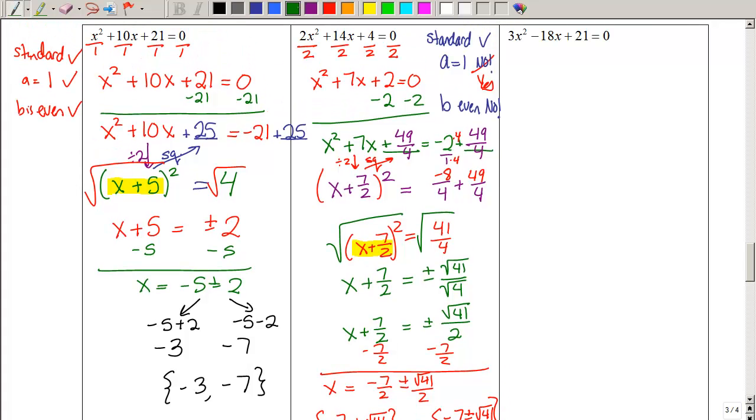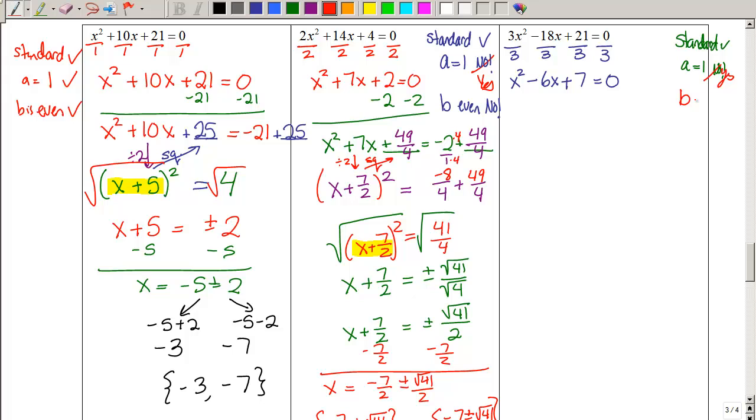On our last problem, 3x squared minus 18x plus 21 equals 0. Am I in standard form? Does it equal 0? In this case, yes, it does. Does a equal 1? Well, not right now. And the way I'm going to get a equal to 1 is I'm going to divide each term by the coefficient a, leaving me with x squared minus 6x plus 7 equals 0. Now, is a 1? Yes, a is 1.